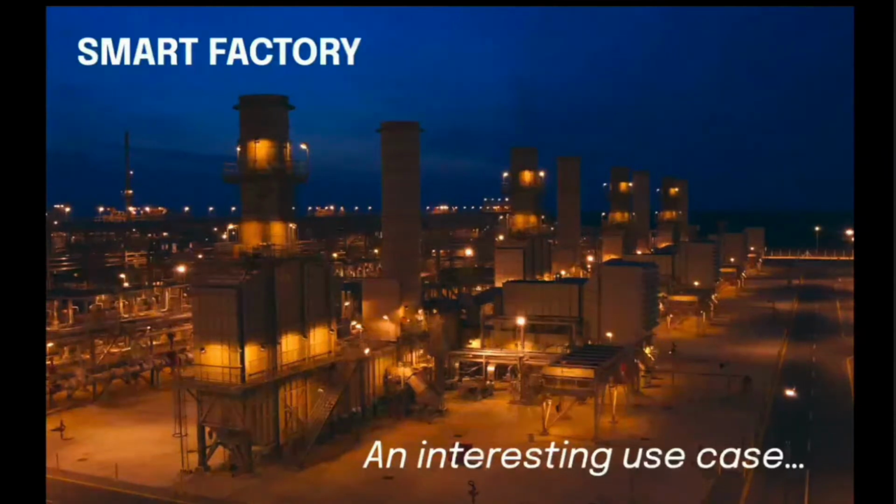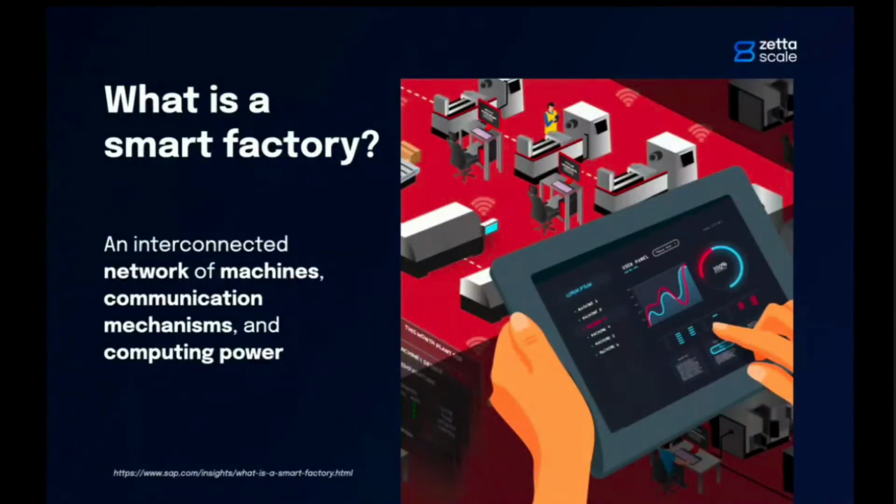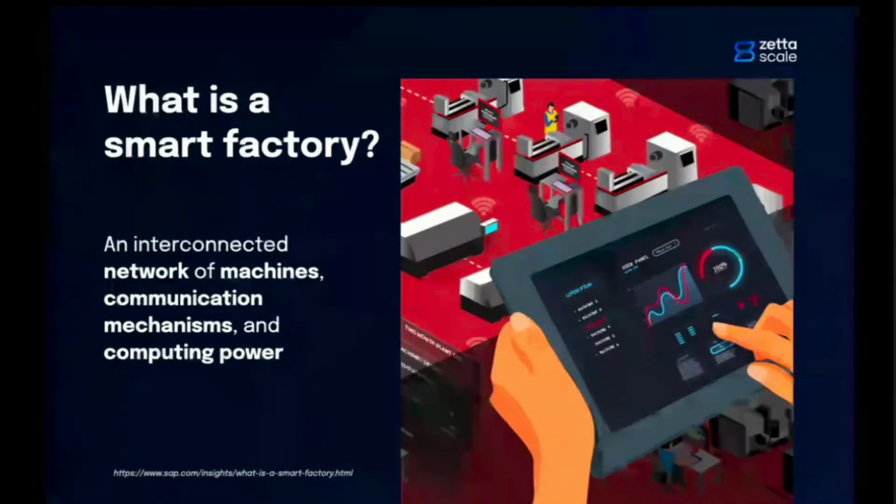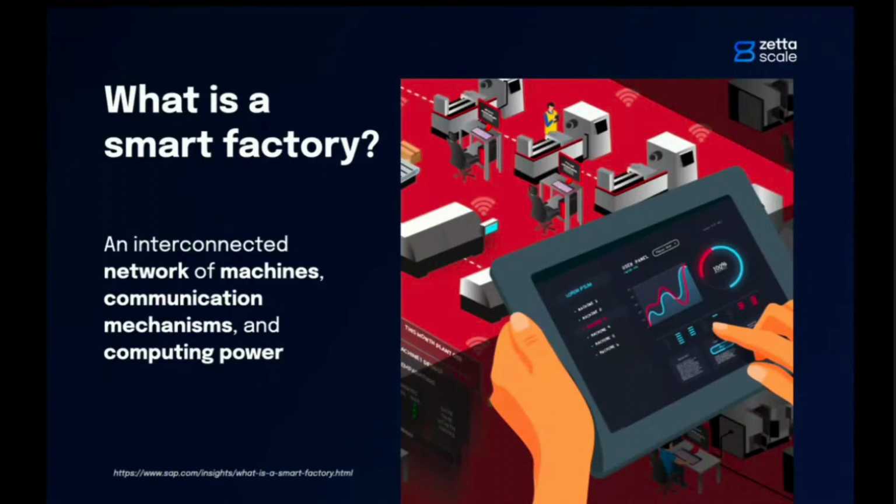So let's take the use case of a smart factory. Let's try to understand what the challenges in a smart factory are, and then at the end of this session we build something that can really be applied to a smart factory scenario. So first of all, what is a smart factory? Here I'm just taking a definition from SAP: a smart factory is an interconnected network of machines, communication mechanisms, and computing power. It's a kind of abstract definition, but we can see later what the differentiation point of smart factories is and why Zenoh can be helpful in these scenarios.